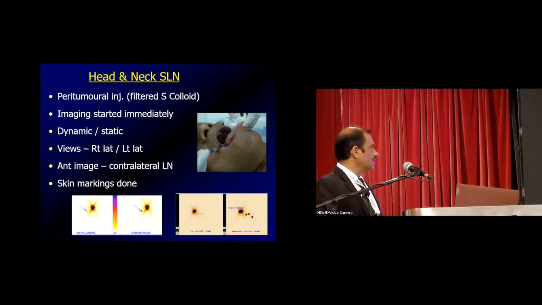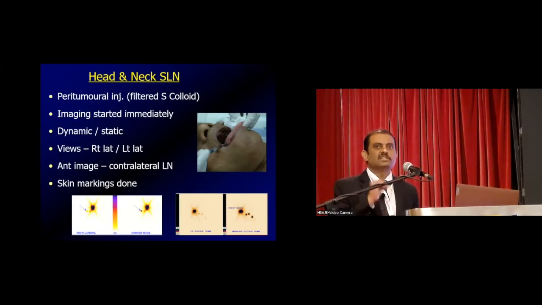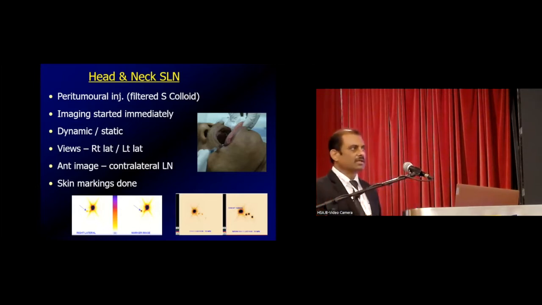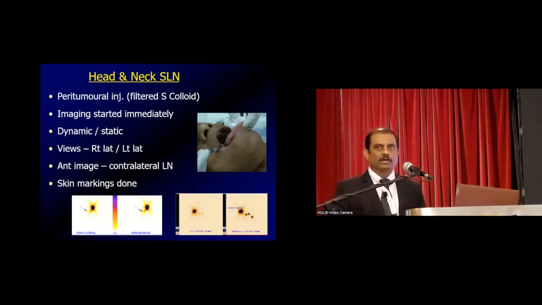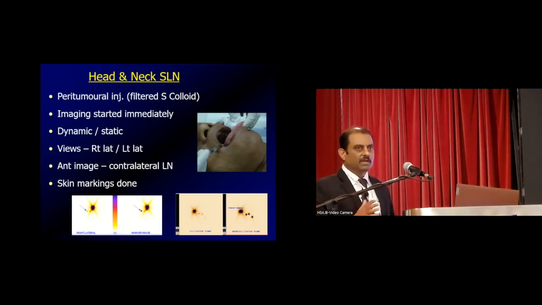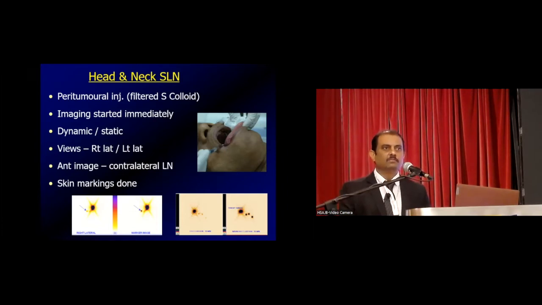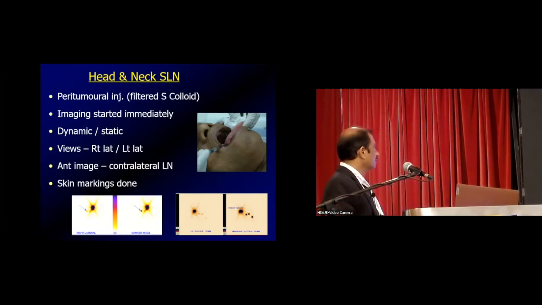You have already seen 3 lymph nodes on the left side, left level 2 nodes, and possibly left level 3, the 3rd node. So the transit of radiopharmaceutical, filtered sulfur colloid and nanocolloid, is instantaneous in tongue cancers and buccal mucosa cancers. So you have to be well prepared. You should have excellent confidence on the injection, and immediately you should start the image.